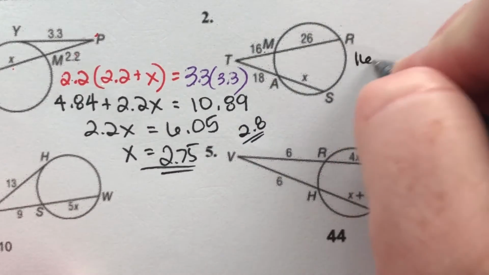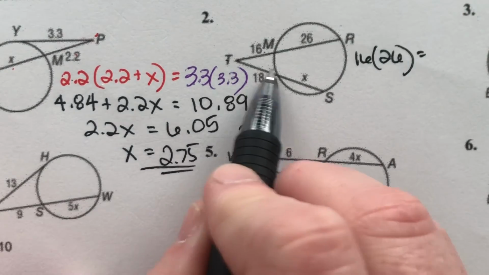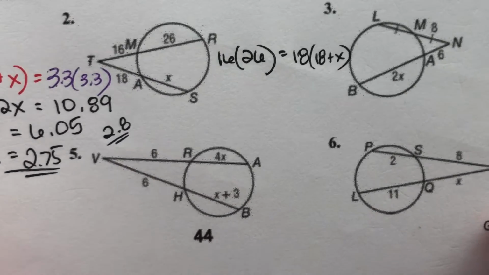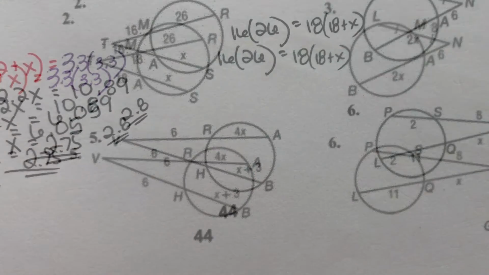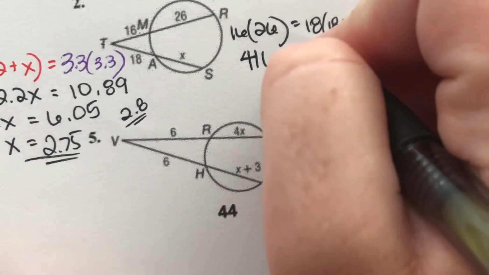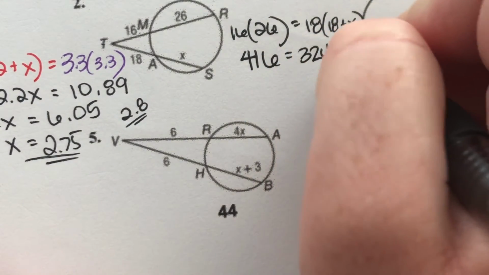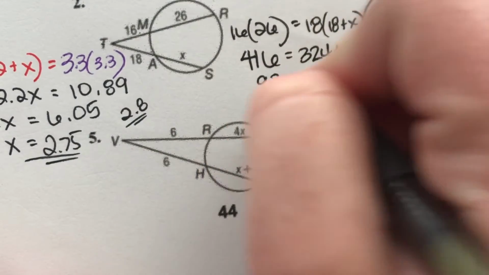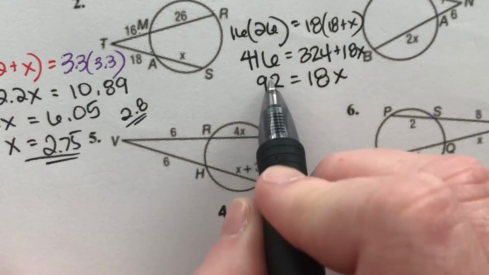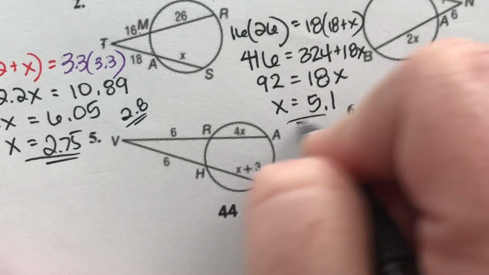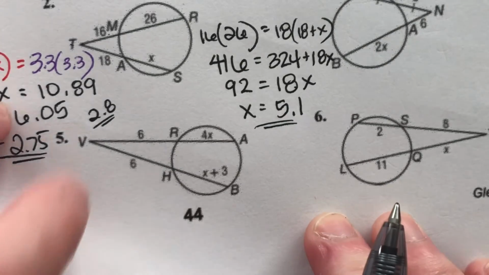16 times 26 equals 18 times 18 plus x. Squishing it all in here. All right, 16 times 26 is 416. 18 times 18 is 324 plus 18x. Subtract 324 from both sides and we get 92 equals 18x. Divide by 18 and we end up with x equals 5.1 for that one. Next one, number 3.